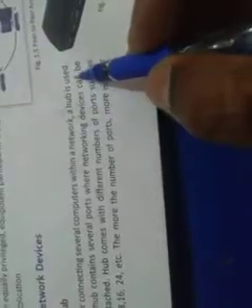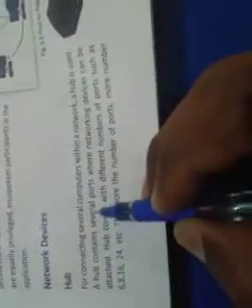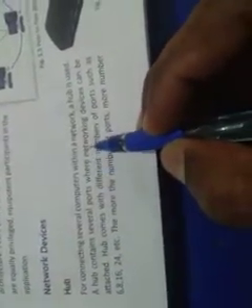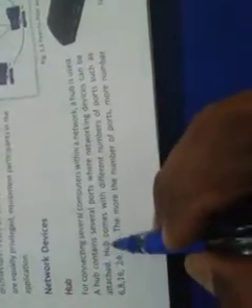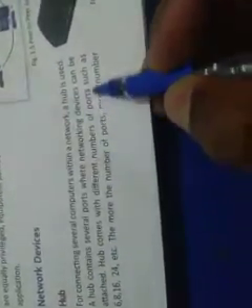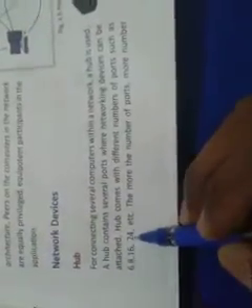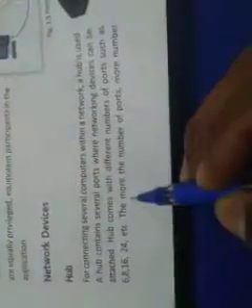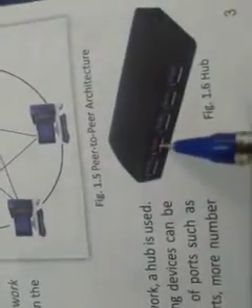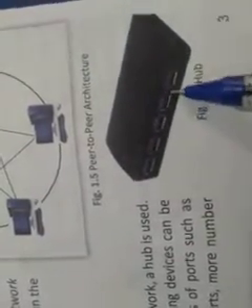For connecting several computers within a network, a hub is used. A hub contains several ports where networking devices can be attached. Hub comes with different numbers of ports such as 6 port, 8 port, 16 port, 24 ports, etc. The more ports, the more computers or networking devices can be connected. Suppose this is the diagram of a hub. You can see these are the ports 1, 2, 3, 4, 5.